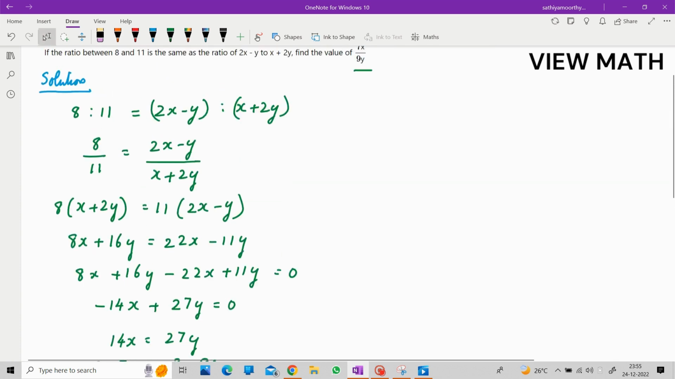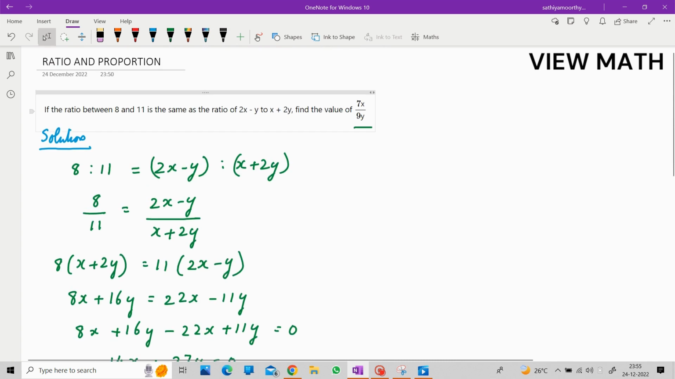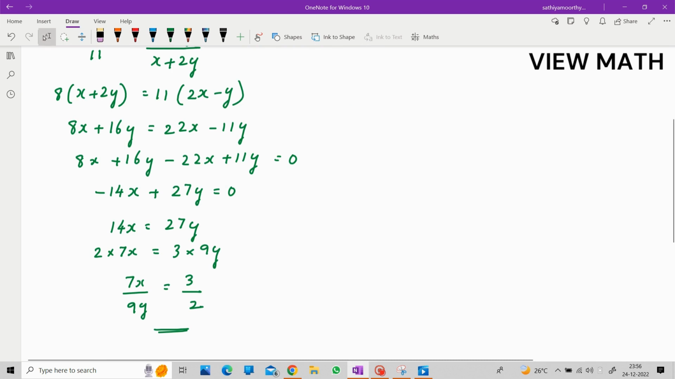So this is a simple problem. What is given is the ratio between 8 and 11 is same as the ratio of 2x minus y to x plus 2y. I have cross multiplied, simplified it, and I have got 14x is equal to 27y. In this I can write 14 as 2 into 7 and 27 as 3 into 9y. I am bringing 7x by 9y to the left hand side, which is what is asked in the question, and the remaining I'm bringing to the right hand side. So 3 by 2, when it comes to the other side, comes to the denominator. So 7x by 9y is equal to 3 by 2.